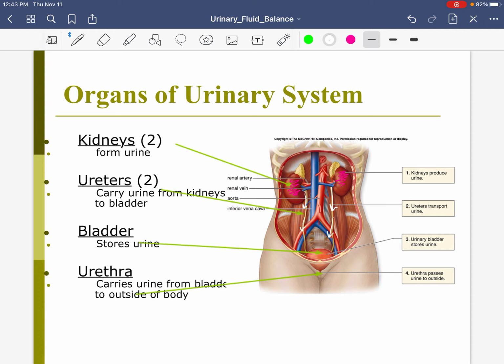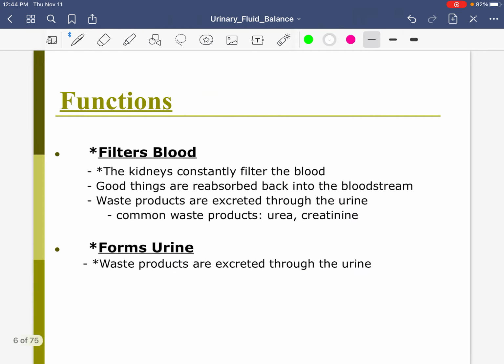The ureters are what transport urine from the kidneys down. And of course, the ureters will lead to the holding tank for the urine, which is the bladder. And then when we're ready, we release the urine out through the urethra, which, as we'll find, is structured differently in a male versus a female.